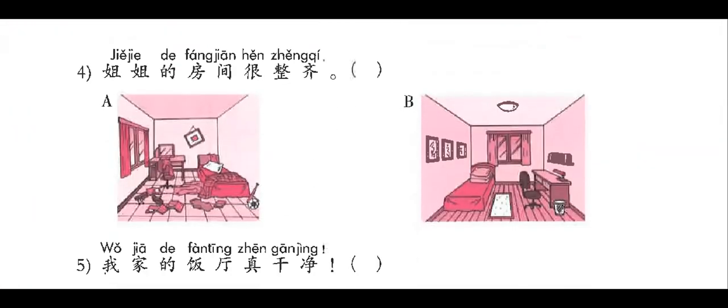Number 4, 姐姐的房间很整齐。Older sister's room is tidy. Here is the key word here, tidy. So this is not tidy at all. So this one is the correct, so again, letter D. Tidy, remember, 整齐.